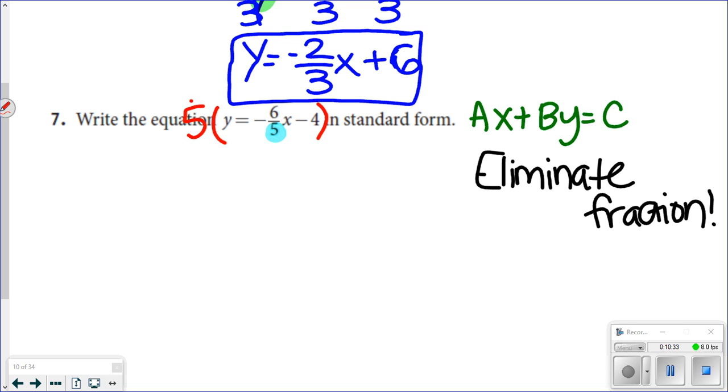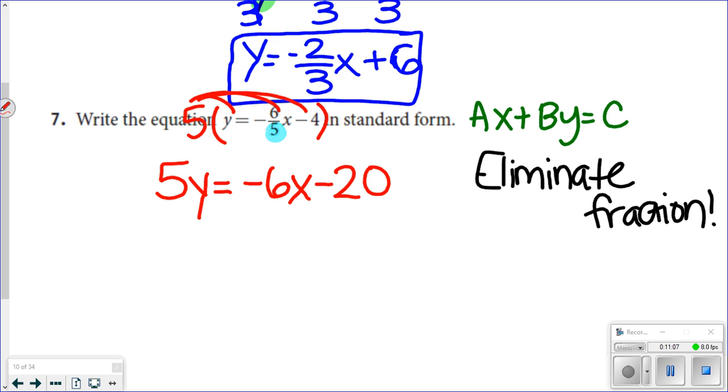So I'm going to distribute the 5 to each term, each part, in order to get rid of it. So 5 times y is 5y. Now, if I'm multiplying by 5 and dividing by 5, those cancel each other out. So we're just left with -6x. And then 5 times -4 is -20.